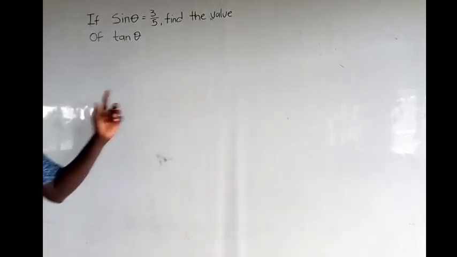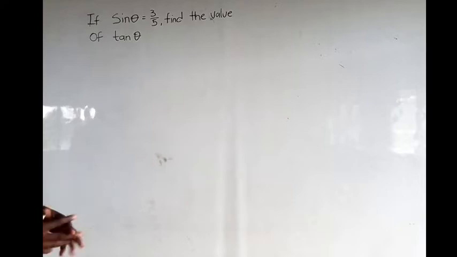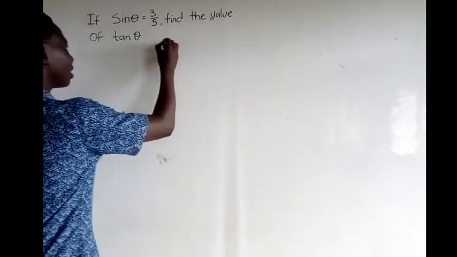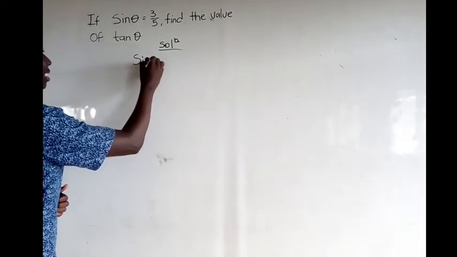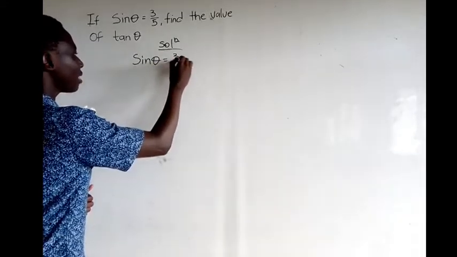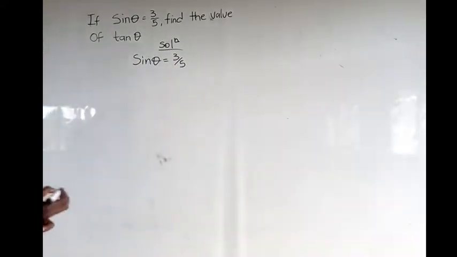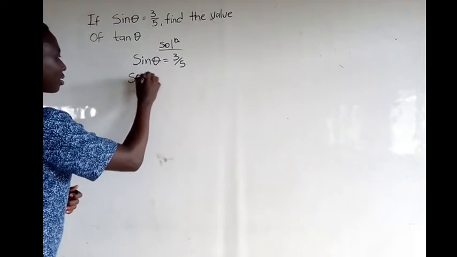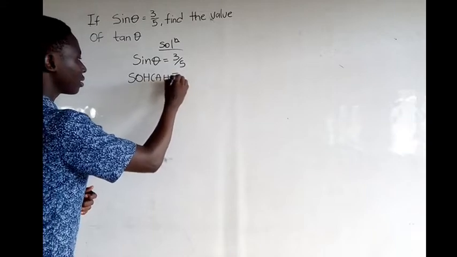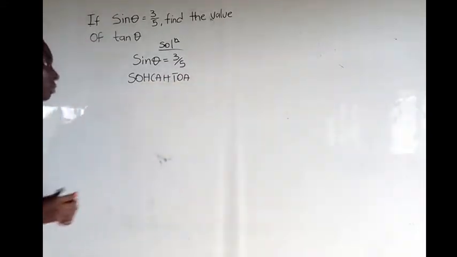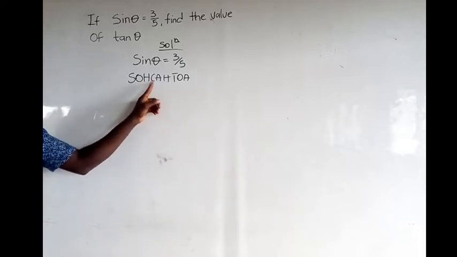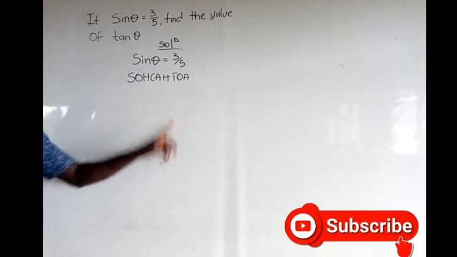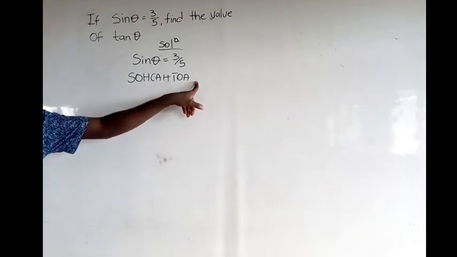If sine theta is equal to 3/5, find the value of tan theta. So the question is sine theta is equal to 3/5. In this question, we're going to use some simple techniques, which is called the SOHCAHTOA. SOHCAHTOA here means sine is opposite over hypotenuse, cos is adjacent over hypotenuse, and then tan is opposite over adjacent.